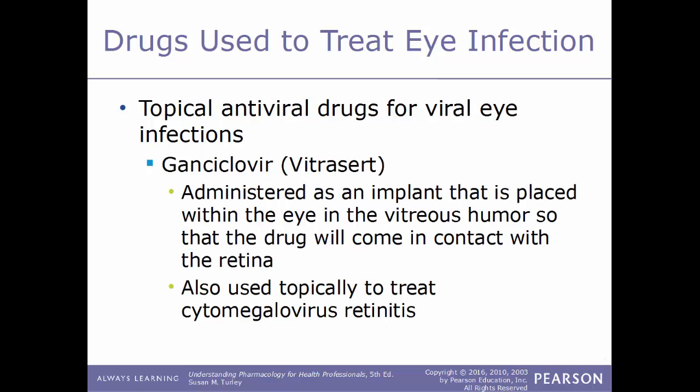Another type of antiviral drug, again, ganciclovir, which is sold under the trade name Vitrasert. This is administered as an implant that is placed within the eye, within the vitreous humor, so that the drug will come in contact with the retina directly. This could also be used to treat cytomegalovirus retinitis.